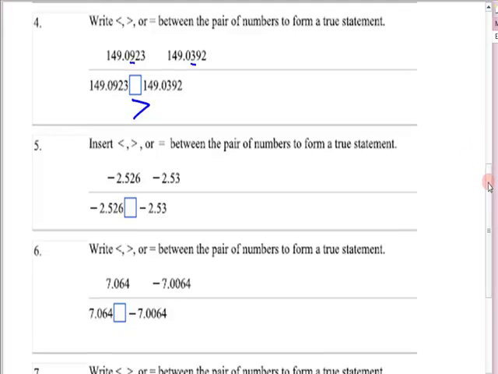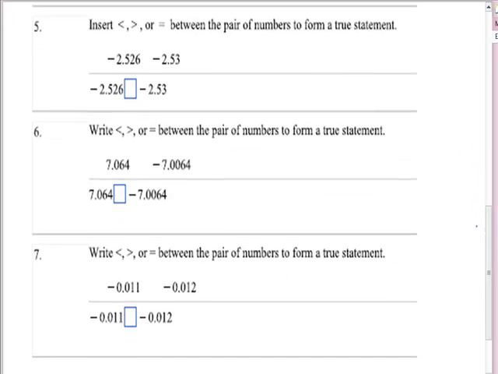All right, now the next one is negatives, so we're going to have to be real careful. If you want to, you can do what I do, which is I think in terms of positives, and then I switch the direction. All right, let's look at it. If these were positive numbers, 2.526, 2.53. All right, so I'm switching gears and I'm thinking positives for just a minute. They're the same in the ones, they're the same in the tenths. You see a difference right here. And in the positive numbers, it would be less than.